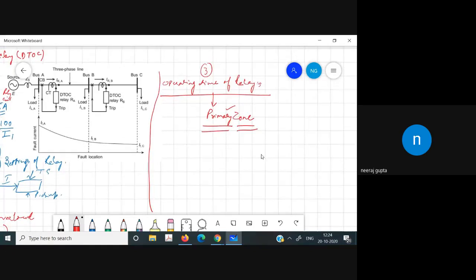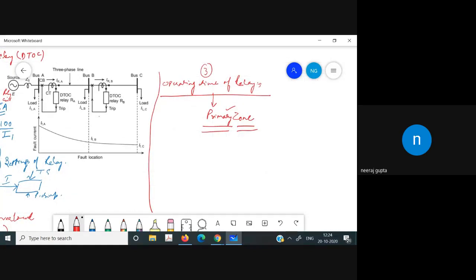This can be explained by this diagram. You have seen that relay B is used for the protection of B and C, and A is used for the protection of A and B. Relay B provides the primary protection to B and C, and the relay at A provides the primary protection between A and B. However, relay A also provides the backup protection to this line, that is B and C, if our protection system RB does not initiate.